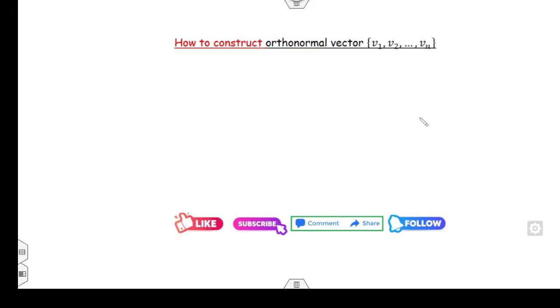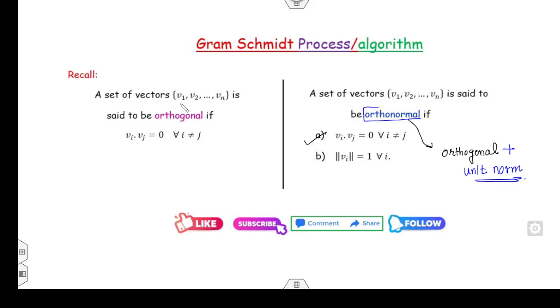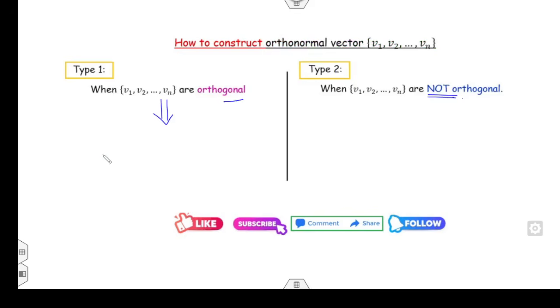How can you construct the orthonormal vectors? That is the most important challenge in the Gram-Schmidt process or in linear algebra. So we will discuss two different types. The first type is when the vectors are orthogonal, and the second is when the vectors are not orthogonal. When the vectors are orthogonal, that means this property is already satisfied, then your target is to construct only the unit norm or unit vector. How can you define that?